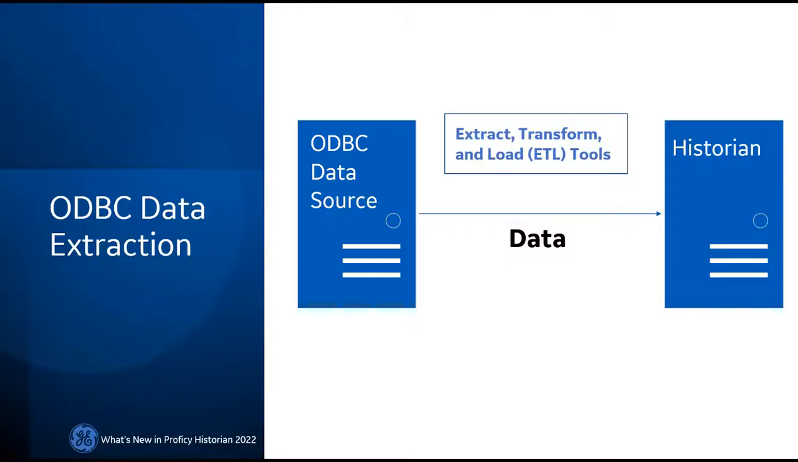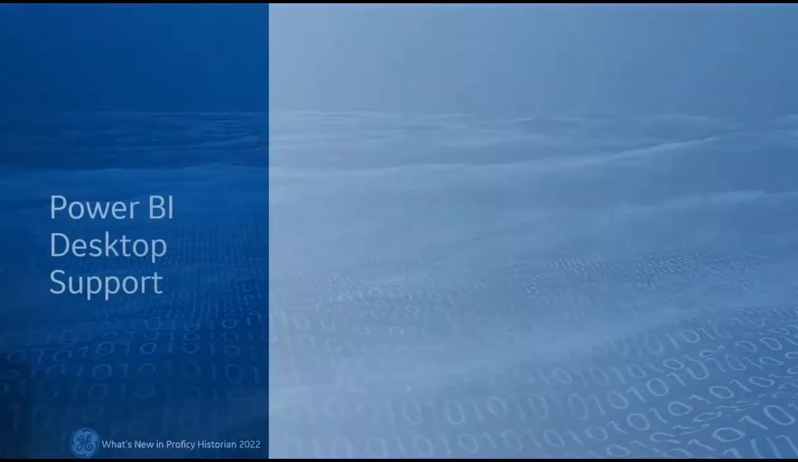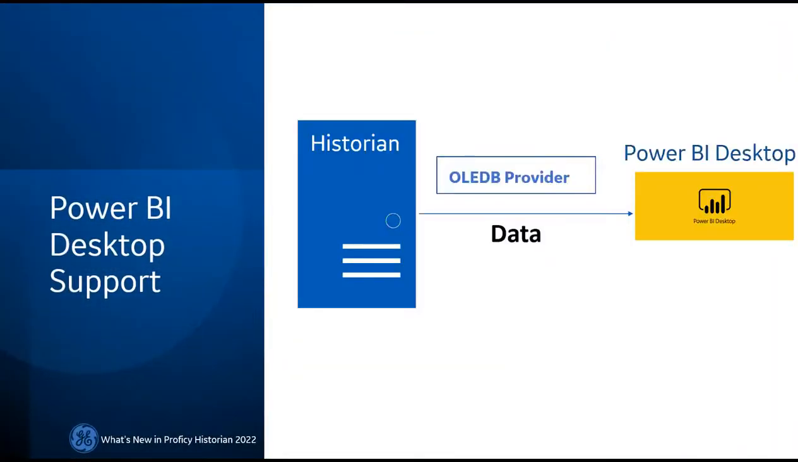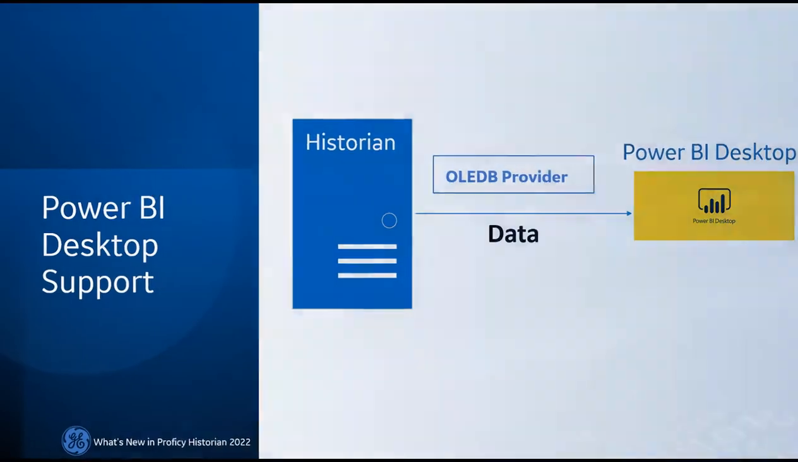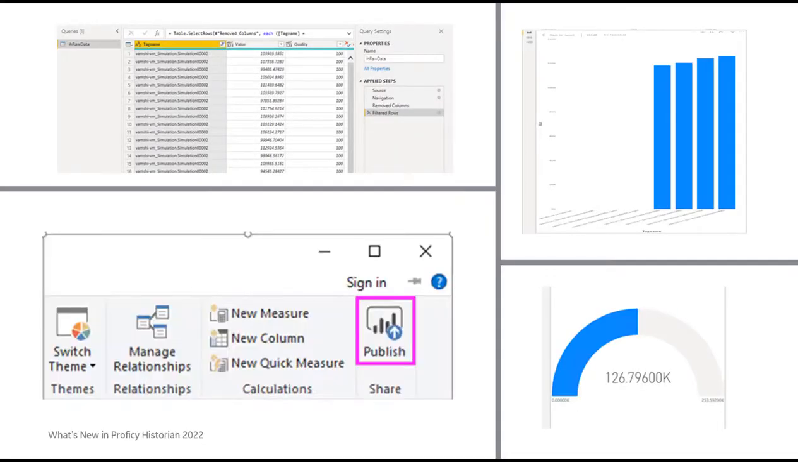ODBC data extraction. Using the ETL tools, you can now extract data from an ODBC data source. Power BI desktop support. Using the OLEDB provider, you can now import Historian data into Power BI desktop. You can then analyze data, create reports, and share them with others. And that's not it. We have more enhancements.